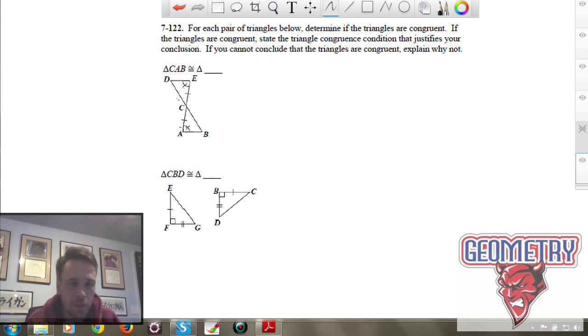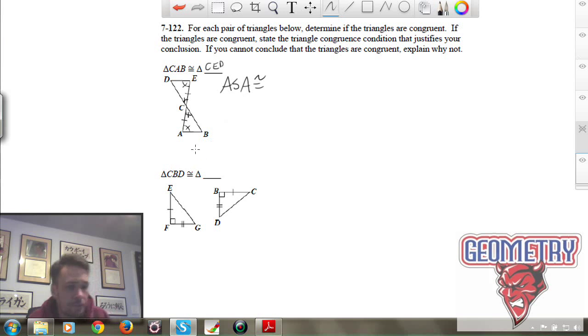And so in this particular one, looks like we have angle E matches up with angle A. EC is the same length as segment AC, and then in addition to that, there's a pair of vertical angles here. So it looks like these two triangles are going to be congruent by angle, side, angle. We just need to now match up the correct order of letters. So CAB matches up with CED because of angle, side, angle congruency.